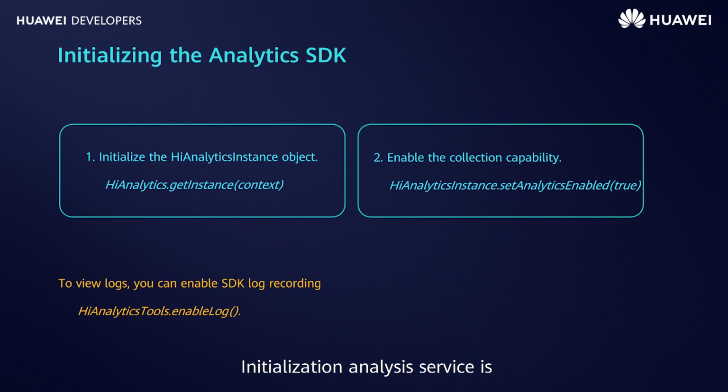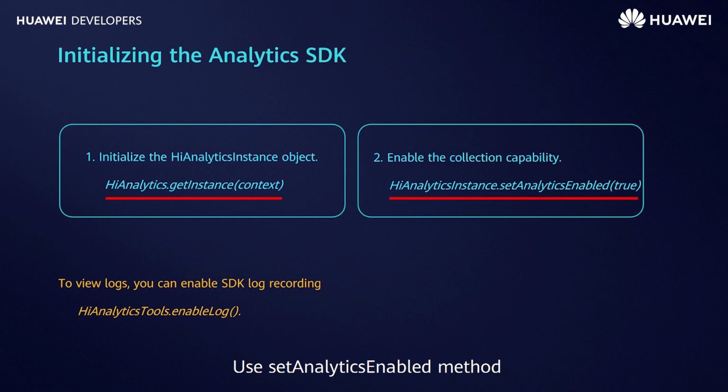Initialization of analysis service is divided into 2 steps. 1. Acquire HiAnalytics instance. Obtain HiAnalytics instance object with getInstance method of HiAnalytics. 2. Open analysis service. Use setAnalyticsEnabled method of HiAnalytics instance. Pass in parameter true. Huawei Analysis Service is started this way.